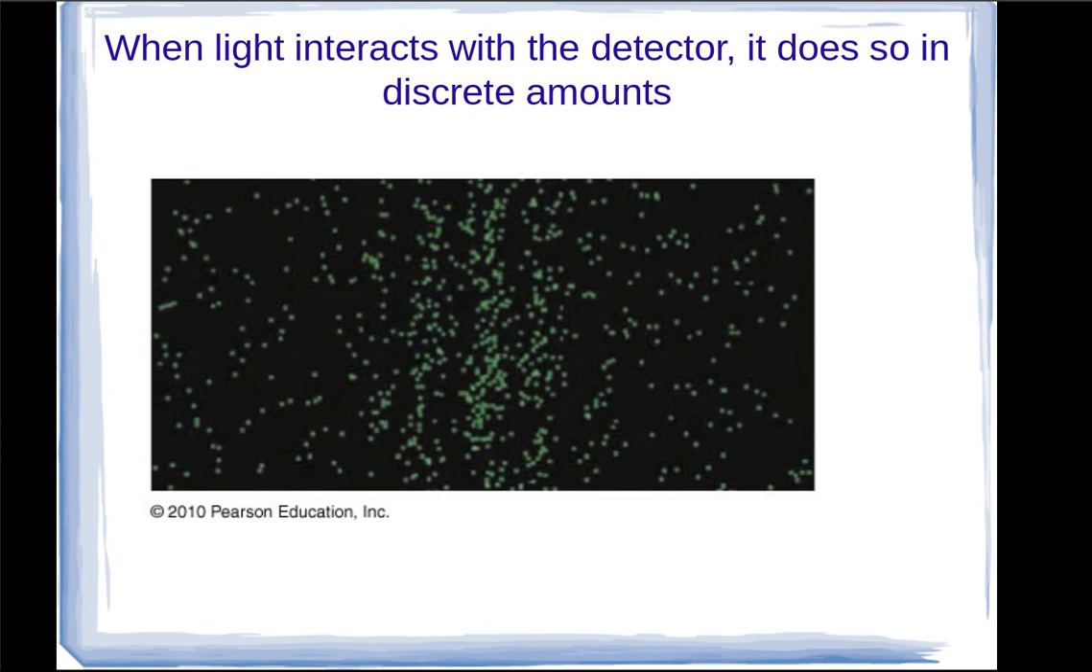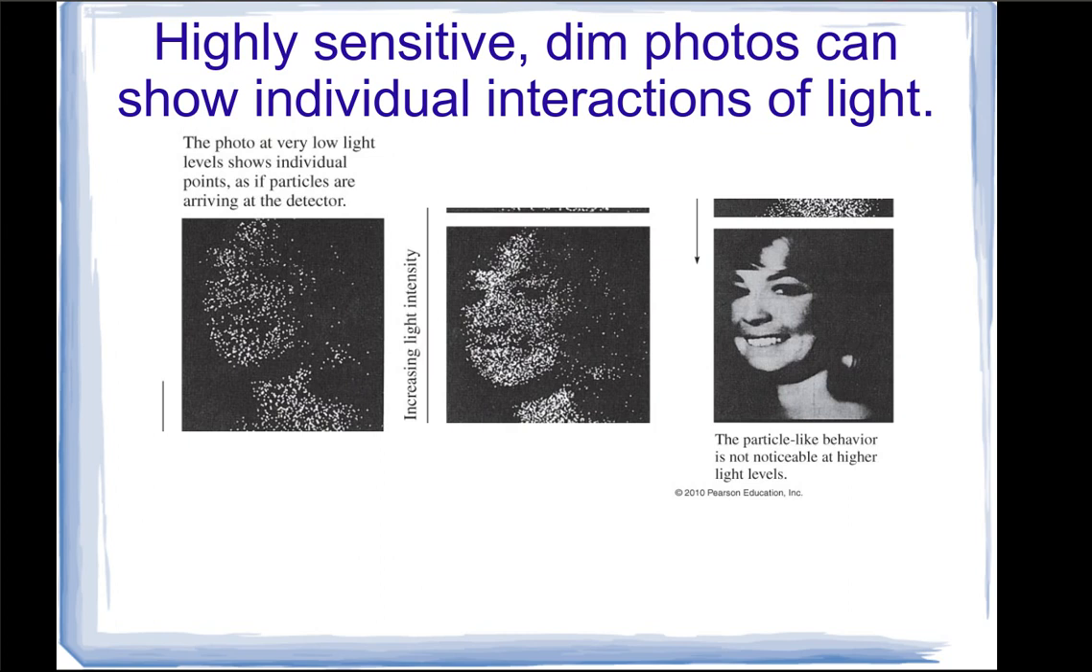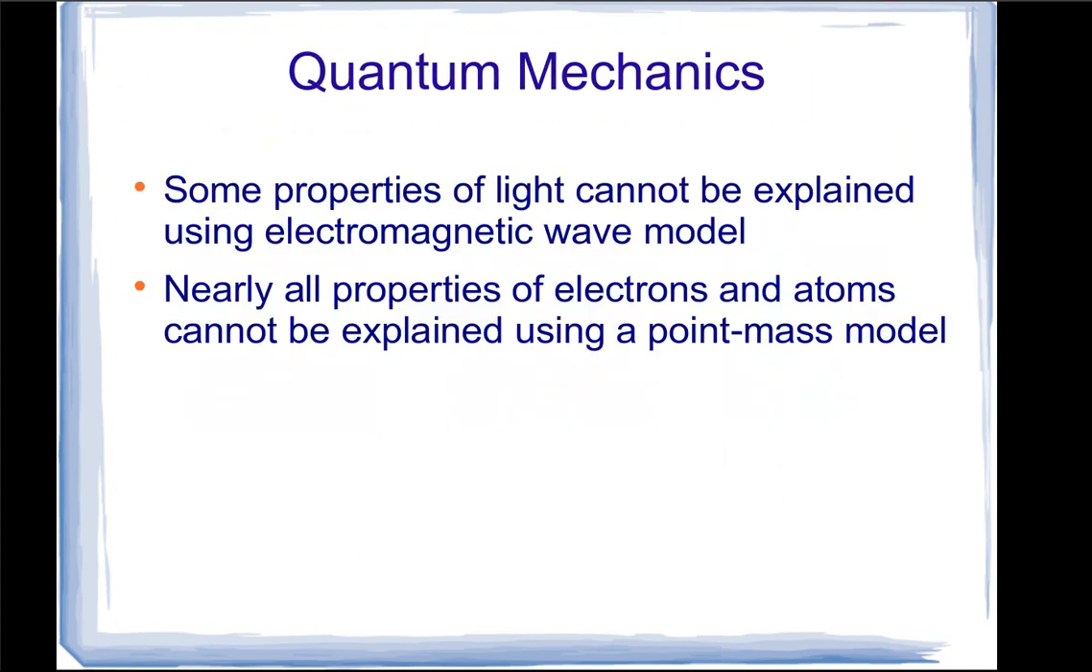And this idea that light is triggering events in a way that's similar to the interference pattern leads us to the following conclusion, or it leads us straight into quantum mechanics. So, broadly speaking, quantum mechanics says that some properties of light cannot be explained by using the model of the electromagnetic wave. Also, not related to what we're going to do in this course, but nearly all properties of electrons and atoms can also not be explained by treating them as small point masses that are orbiting each other.